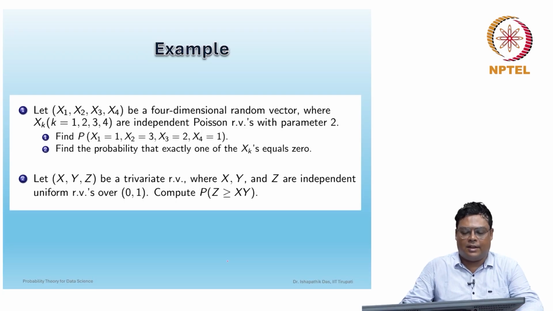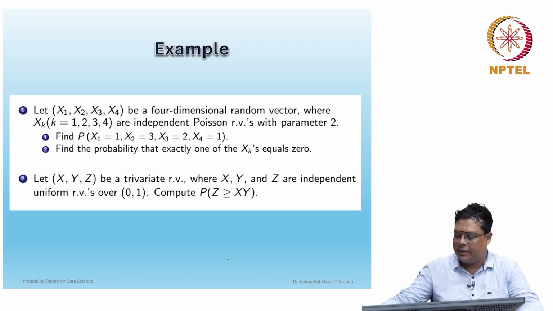Let us discuss some numerical examples using multivariate random variables. Let x1, x2, x3, x4 be a 4-dimensional random vector where each xk are independent Poisson random variables with parameter 2.